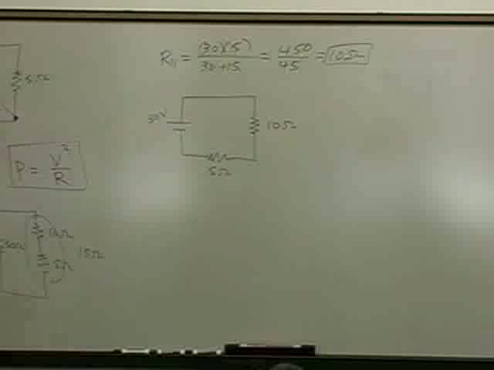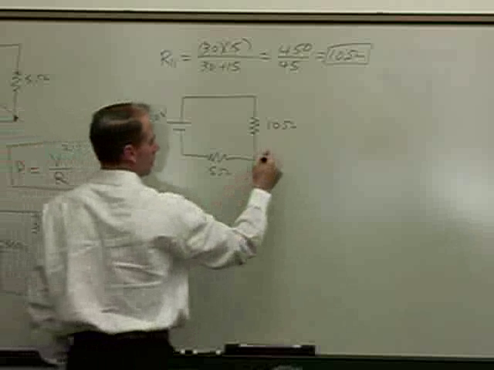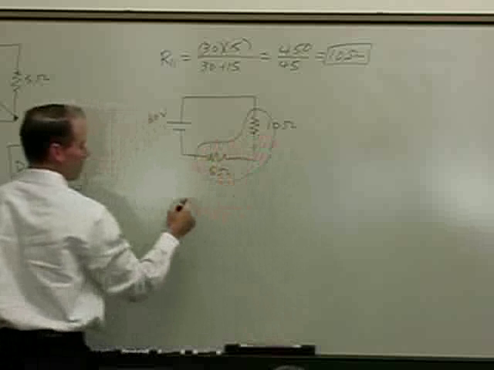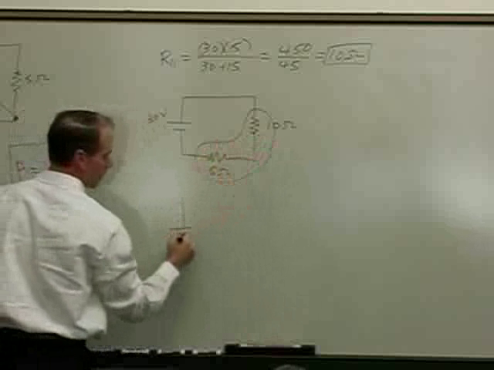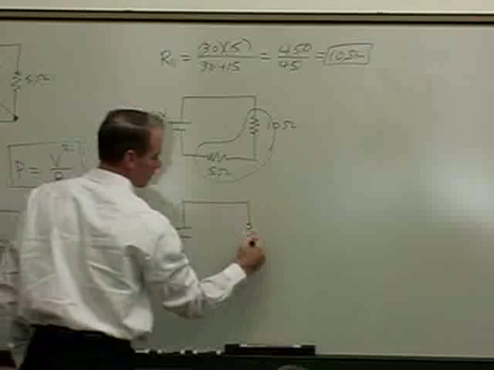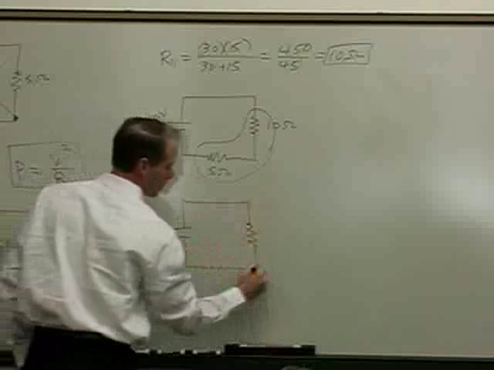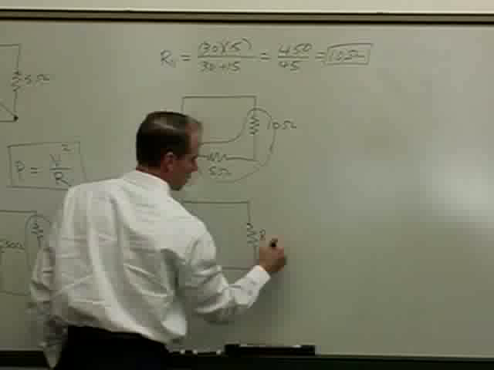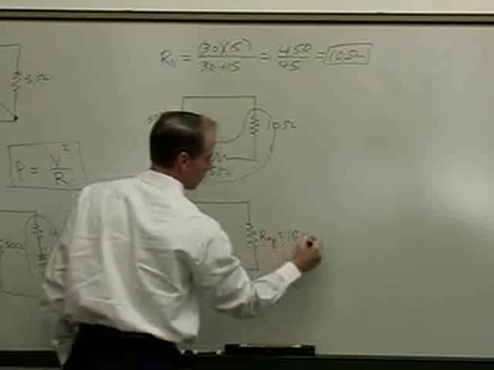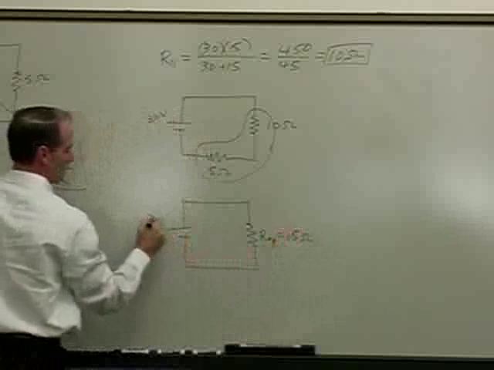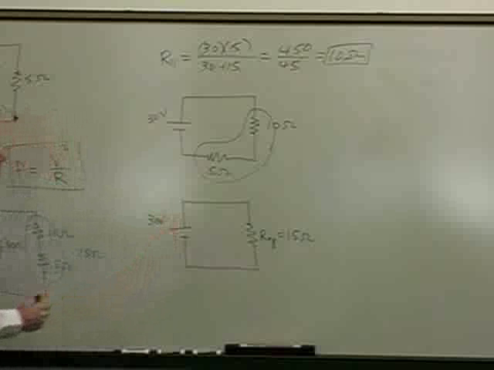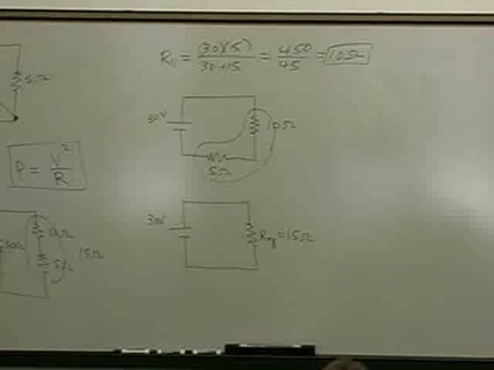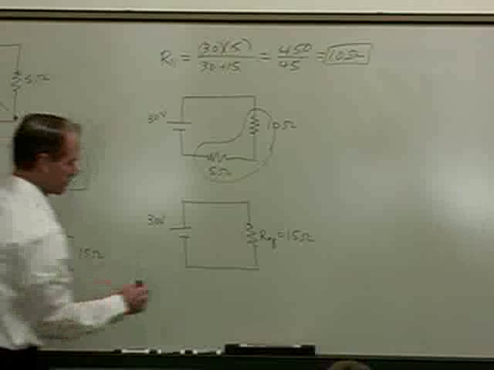And now we have a series combination of the 10 and 5. And so our final equivalent circuit is 15 ohms. Alright, pretty nice. And in fact, I can find the current coming out of the battery. Let's go ahead and do that.